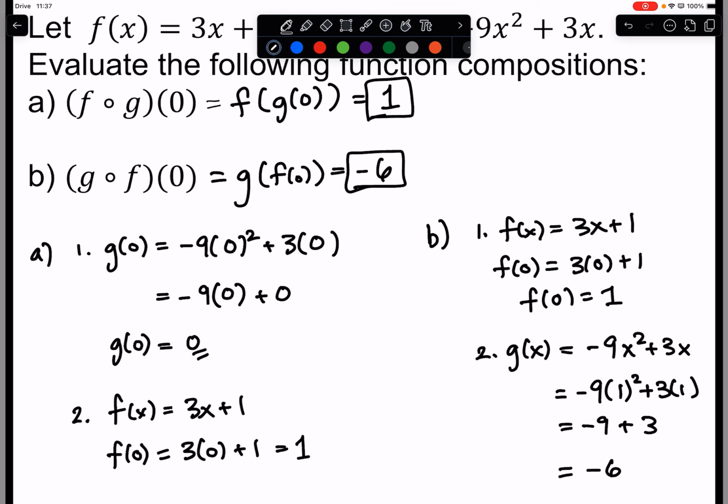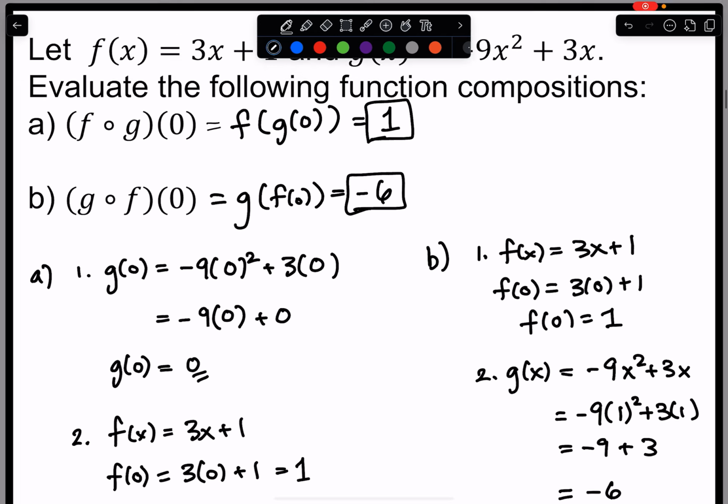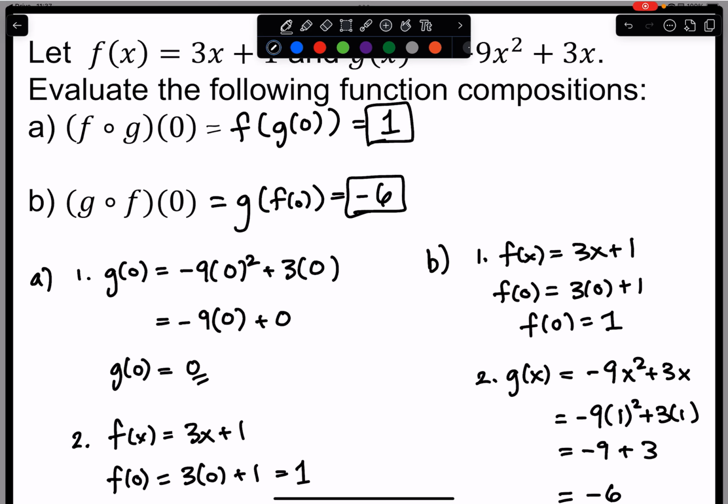So that's how you do this problem on evaluating this type of composite function in those two orders.